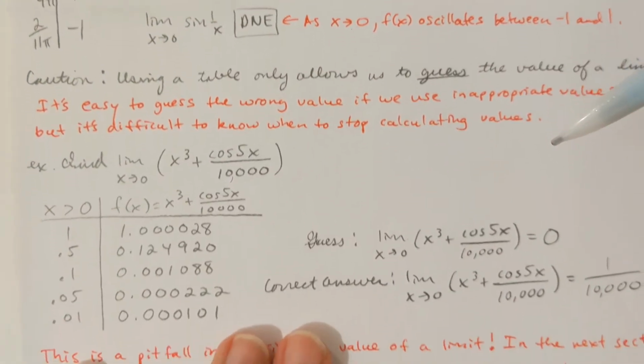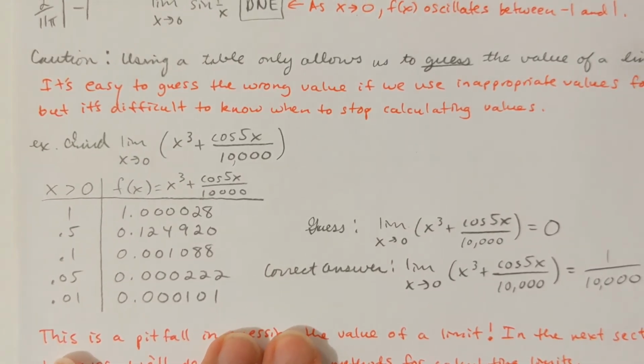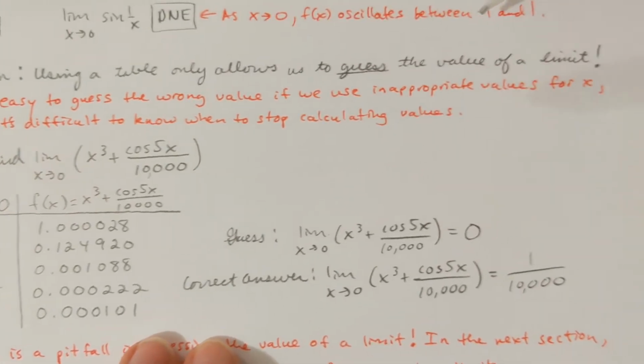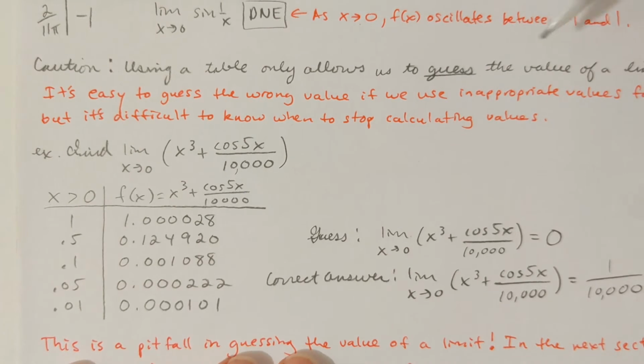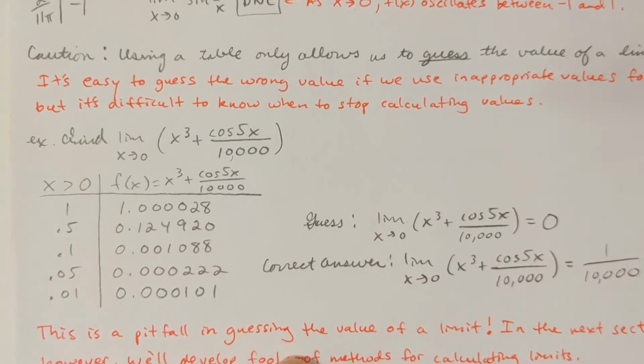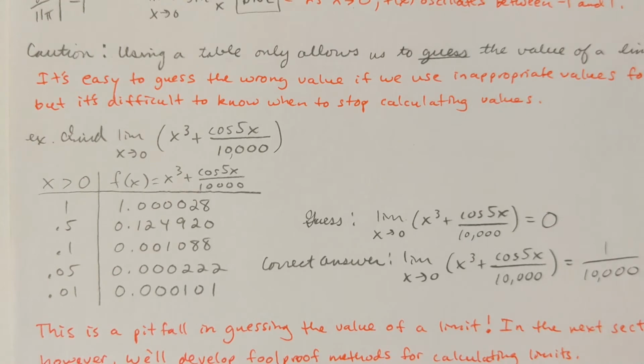Now, there's a caution that I've stated next, which is super important. It says, using a table only allows us to guess the value of a limit. Okay, in the problems earlier in this section, and also in the last section, I was using a table. A table, quite honestly, is a poor option. Okay, and I'm going to talk more about that as we continue on with the topic of limits, but the reason why it's a poor option is because it's easy to guess wrong. Okay, and it's tough to know when to stop calculating.